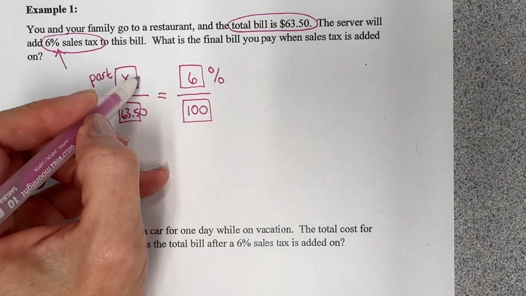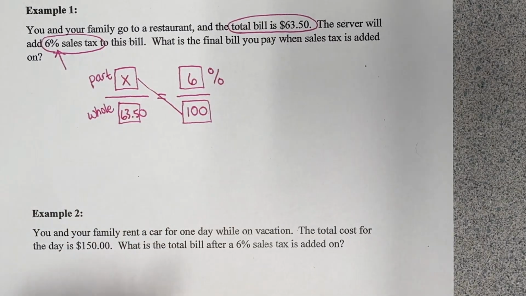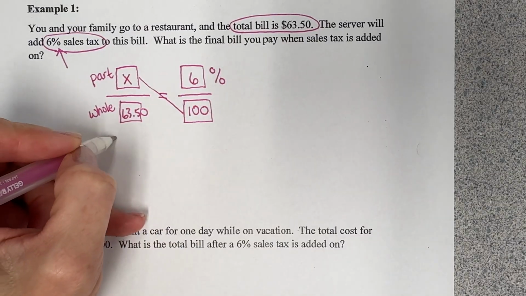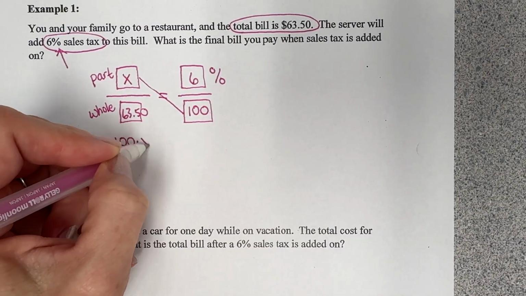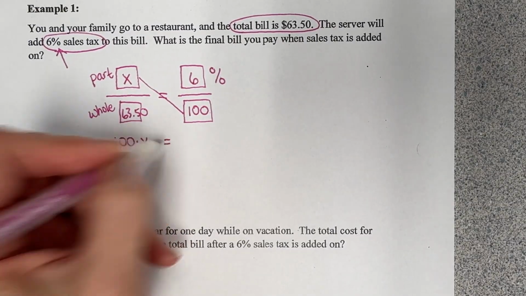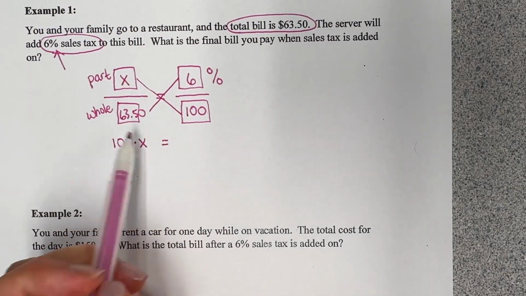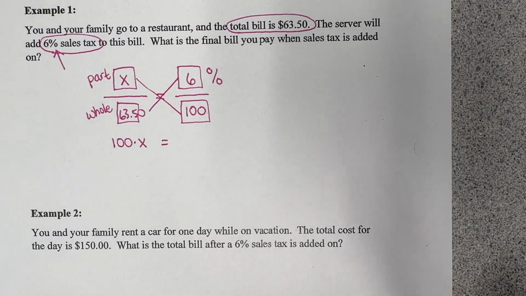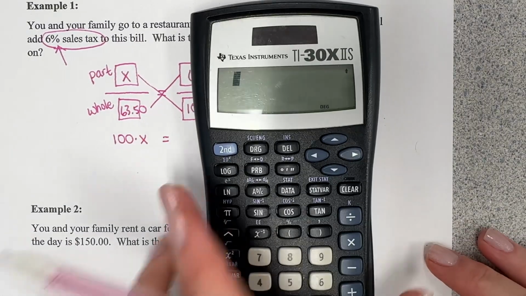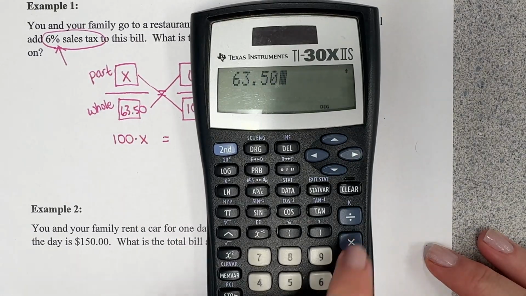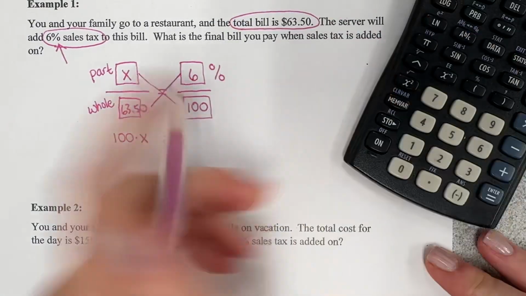Find the X, connect it on the diagonal. It connects to the number 100. So we will write that as 100 times X. Bring the equal sign down. Then we will connect the other diagonal. So we're gonna have to take 63.50 times 6, which I'll do right here. And I'm getting 381.